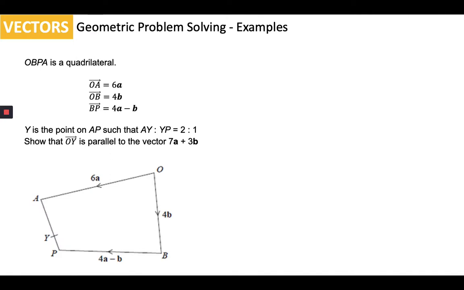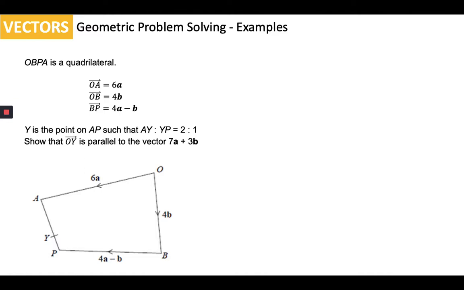So I'm going to start with this question. OBPA is a quadrilateral and it's shown below. I've got three given vectors, OA, OB and BP. I'm told that Y is a point on AP such that AY to YP is 2 to 1. I want to show that OY is parallel to the vector 7a plus 3b.